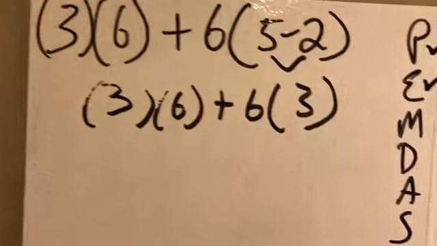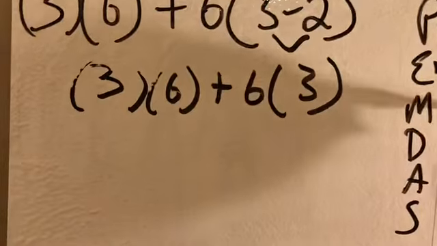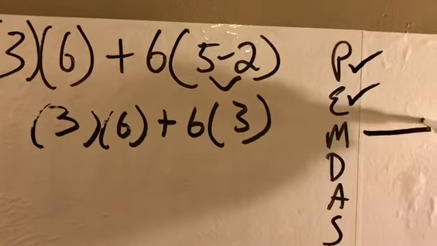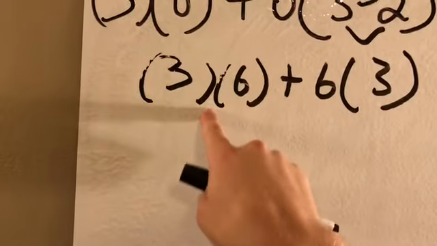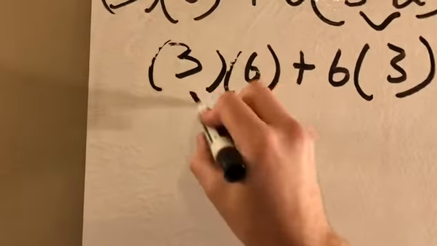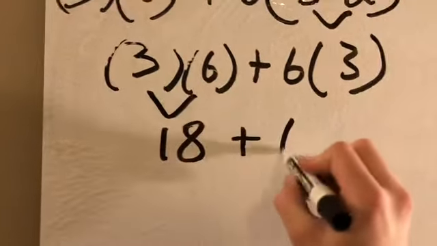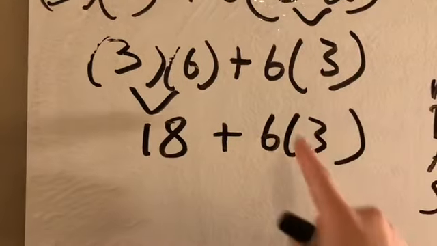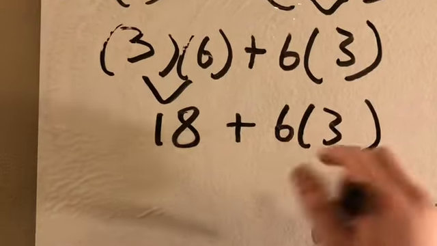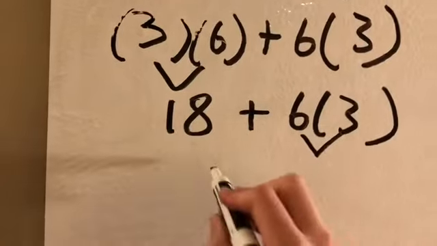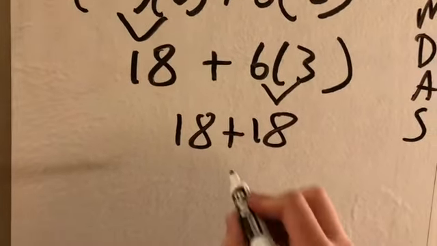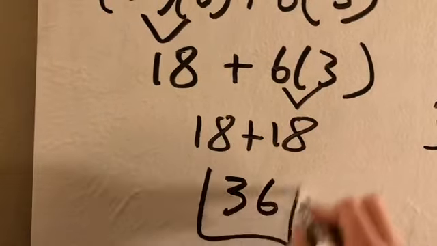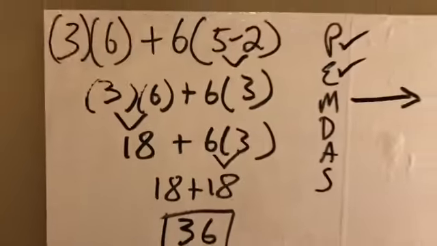There are no exponents. I will now multiply it, and it's always like a book, left to right. So I see there's nothing in between these two parentheses. That's 3 times 6. There's nothing in between that number and parentheses. That's another 6 times 3. Then we have 18 plus 18. And we have our final answer.